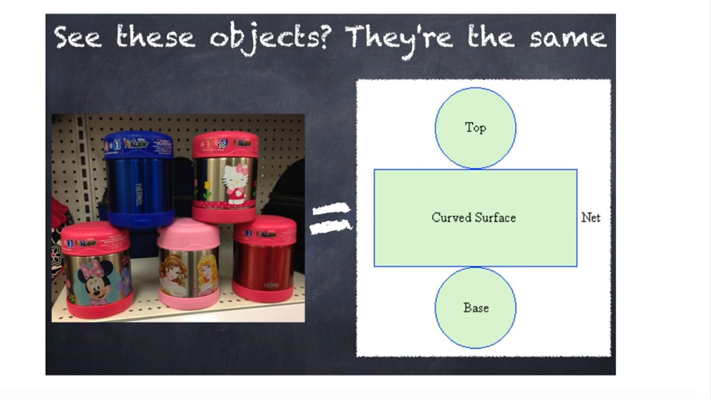Anyway, this is the net for a cylinder, okay? Here's the top, the base, or the bottom, and here's the curved surface. The curved surface around here, if you flatten it out, becomes a rectangle, okay? So here's the net for that. This is the same thing. Try to visualize this.